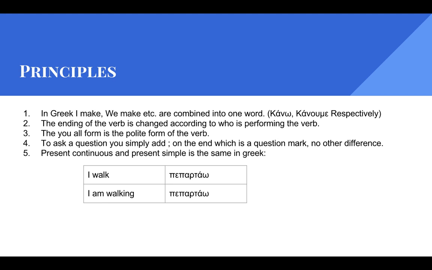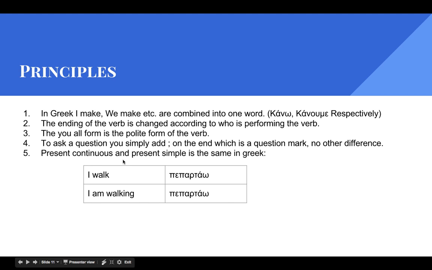To ask a question, you simply add a semicolon on the end, which is a question mark. Know the difference. So you don't need to say, do you make a cake? You just say, you make cake. It's a lot to do with how you say it. So if you say it flat, you're making a statement, but if you say it with rising intonation, then it's a question. You can just tell from the way it's said. And the Greeks are quite, what's the word? They gesture a lot, they use their hands, they use their faces, and you can tell if it's a question.